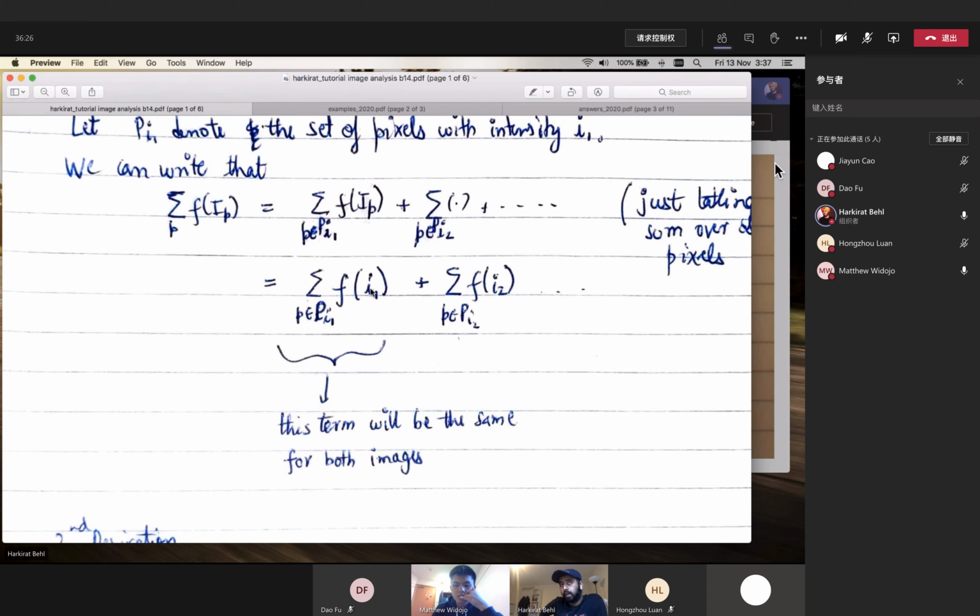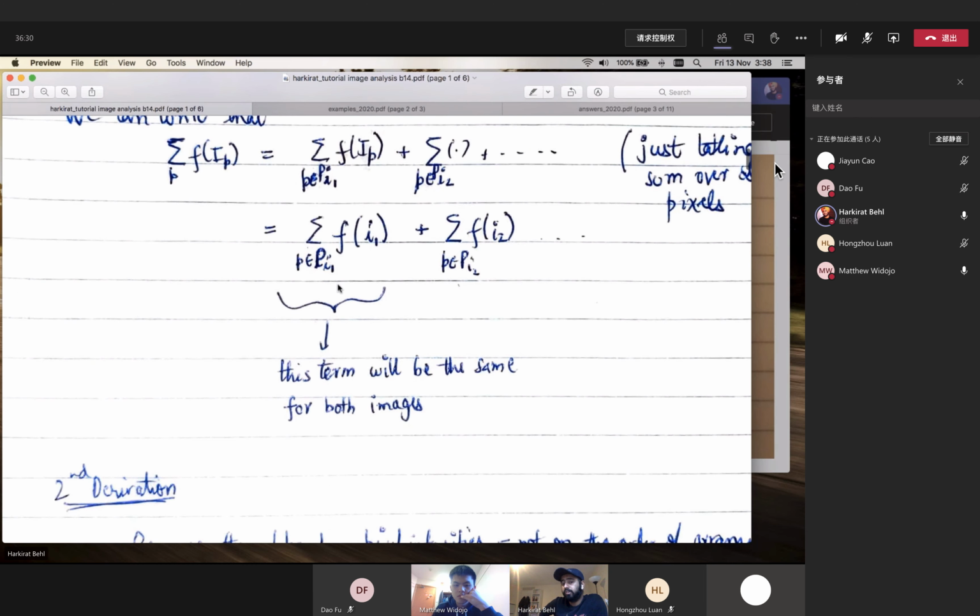And the function of intensity I1 will also remain the same because I1 is the same. So my claim is this term individually will be the same for both the images. Similarly, this term will be the same. Now, because all the individual terms will be the same, the summation will also be the same for both the images. So basically, this term will be the same.